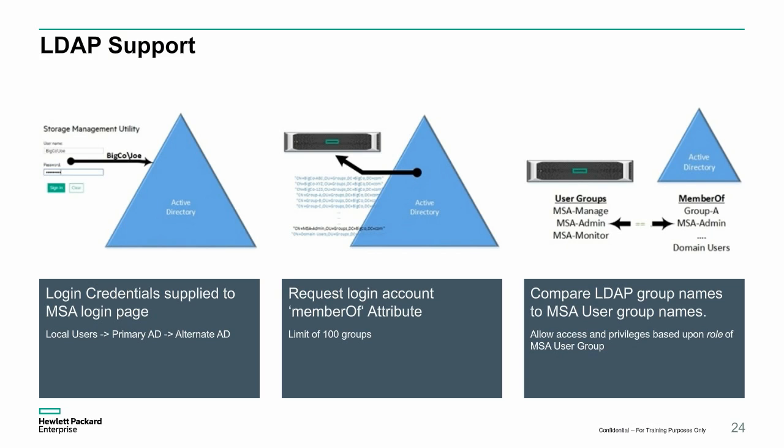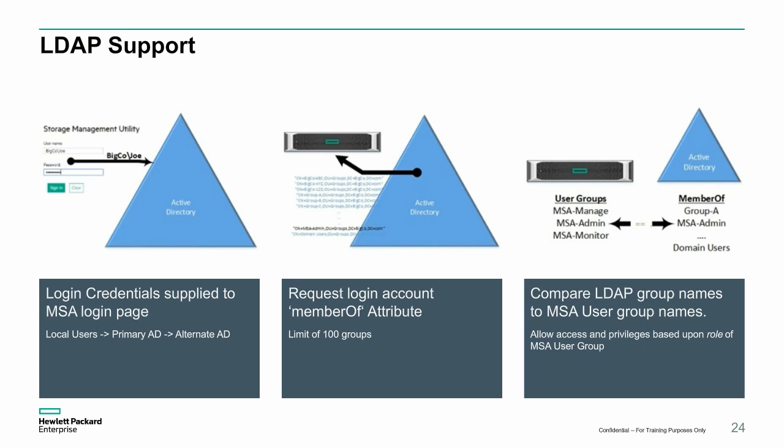The MSA does not retain any Active Directory credentials to query the LDAP server. It relies on the credentials supplied during login to contact the Active Directory and return the information required. The supplied credentials will be compared to local users first, then to the primary Active Directory server, and finally to the alternate Active Directory server. The supplied credentials are used to authenticate into the Active Directory and query for the user's group membership. Only the first 100 groups are returned.